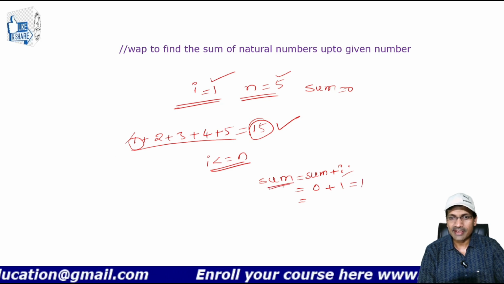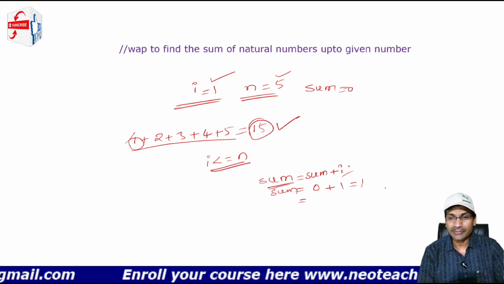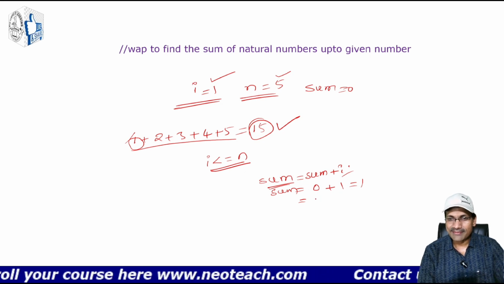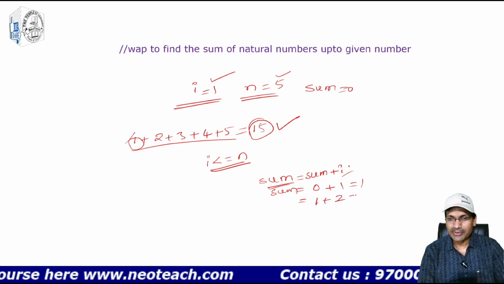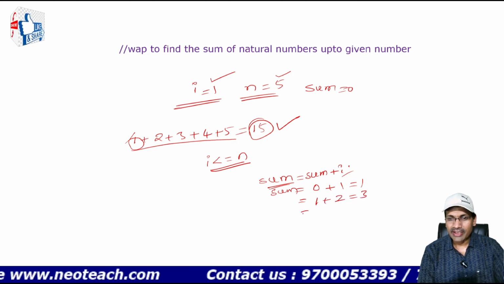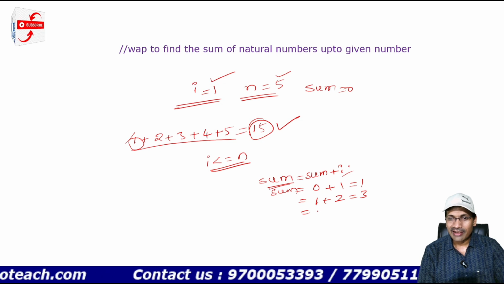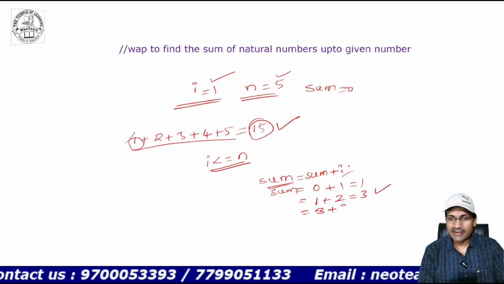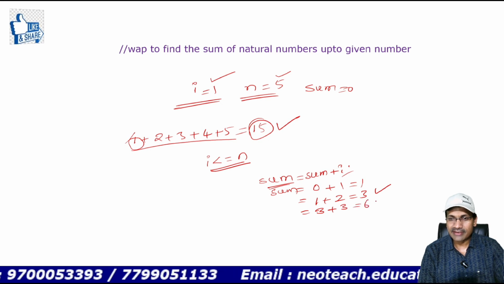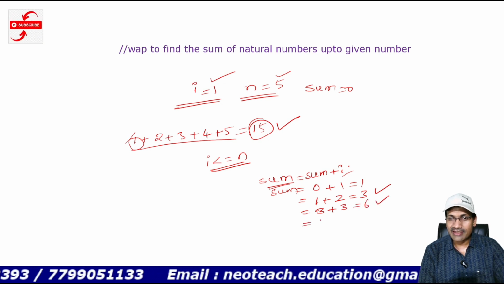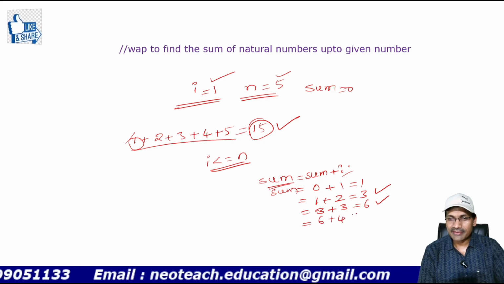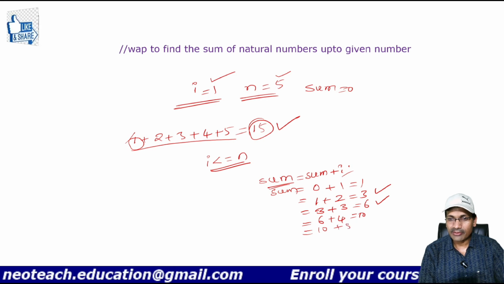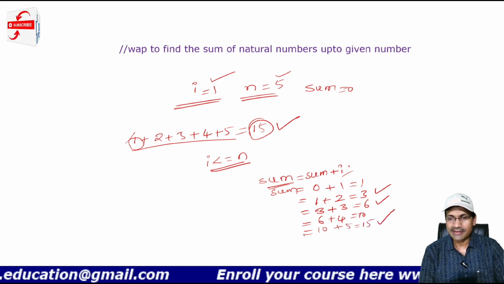It went to summation. The sum value is what right now? 1. So in the next iteration i becomes 2. Sum is already 1, now i value is 2, so 1 plus 2 becomes 3. In the next iteration the sum value became 3, and now i increased to 3, so 3 plus 3 is 6. Next, 6 plus 4 equals 10, and in the next iteration 10 plus i value 5 equals 15, like this, right?